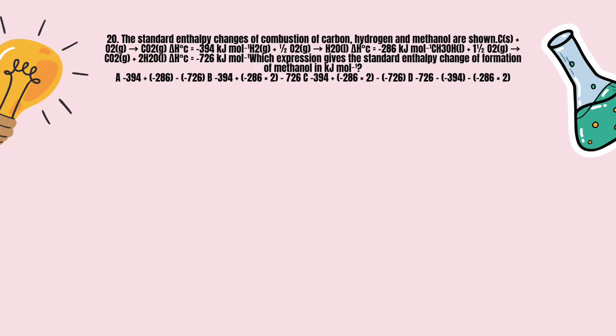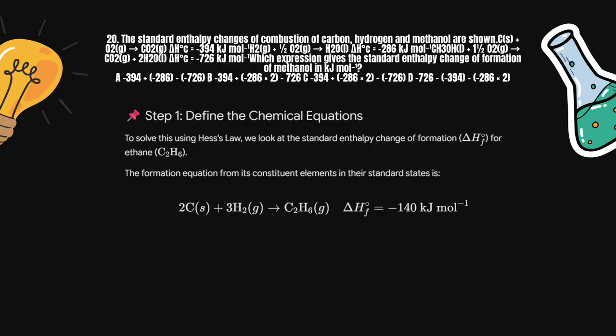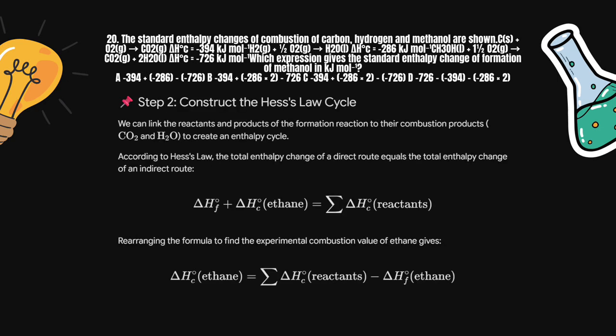Next is question number 20. The question asks which expression gives the standard enthalpy change of formation of methanol in kilojoules per mole. So step 1, you have to define the chemical equation. To solve this using Hess's law, we look at the standard enthalpy change of formation for ethane. And then step 2, you have to construct the Hess's law cycle. We can link the reactant and product of the formation reaction to their combustion products to create an enthalpy cycle.